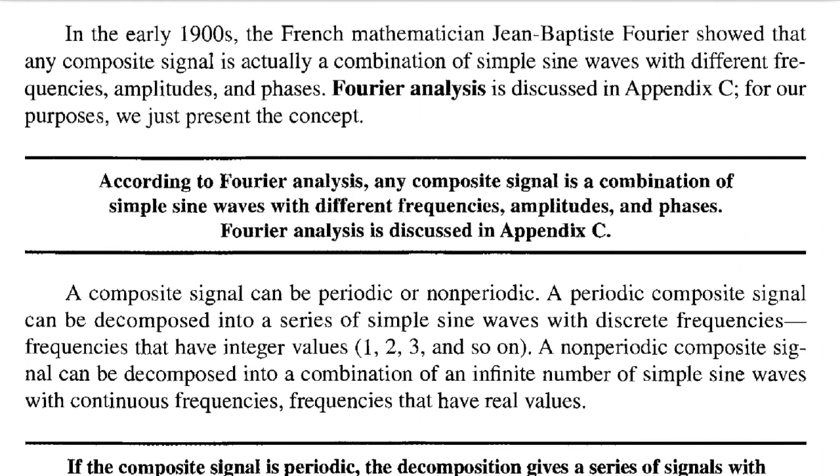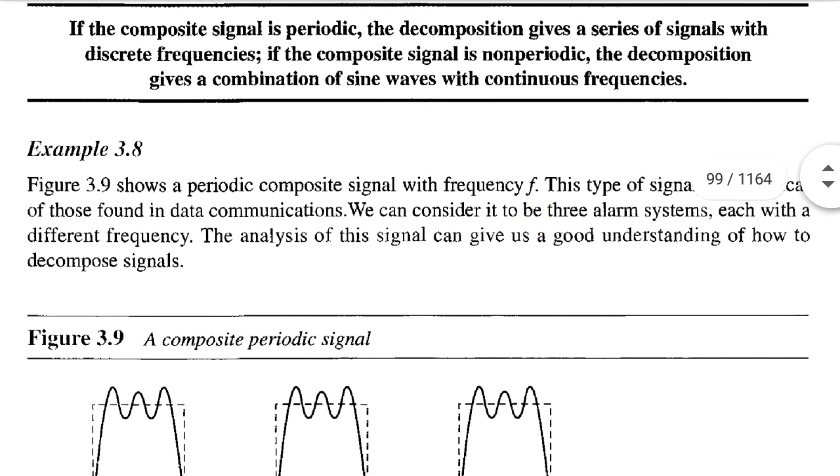The composite signal can be periodic or non-periodic. A periodic composite signal can be decomposed into a series of simple sine waves with discrete frequencies, frequencies that have integer values. A non-periodic composite signal can be decomposed into a combination of an infinite number of simple sine waves with continuous frequencies, frequencies that have real values. If the composite signal is periodic, the decomposition gives a series of signals with discrete frequencies. If the composite signal is non-periodic, the decomposition gives a combination of sine waves with continuous frequencies.